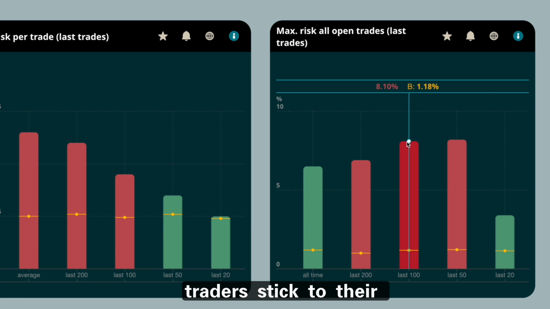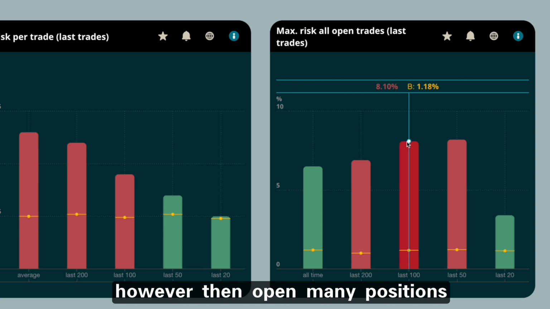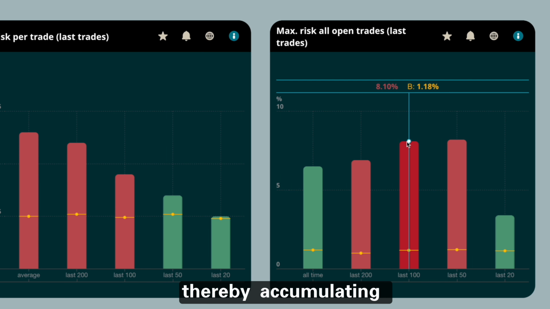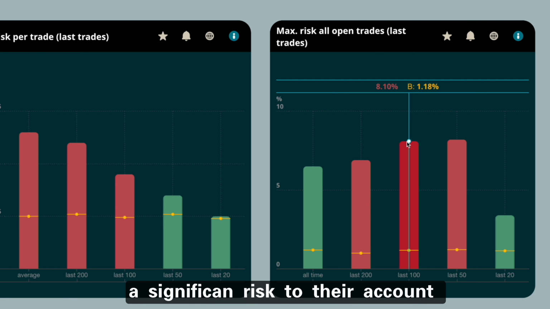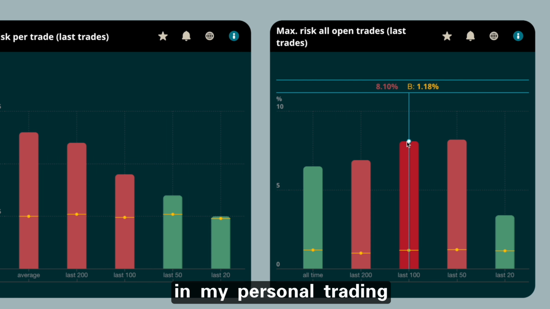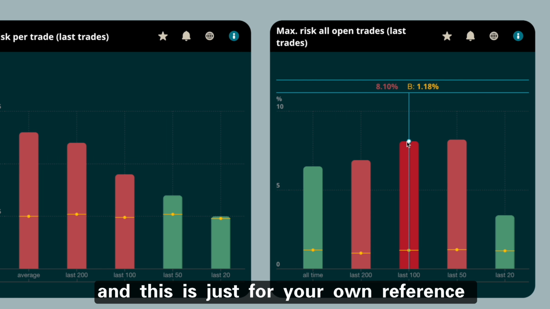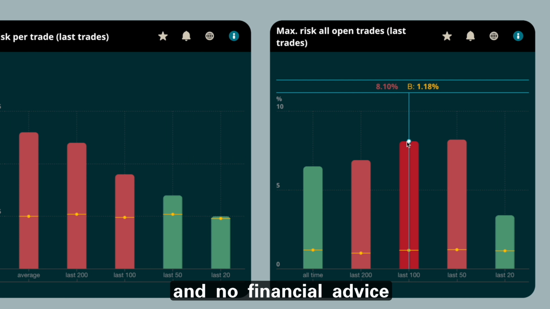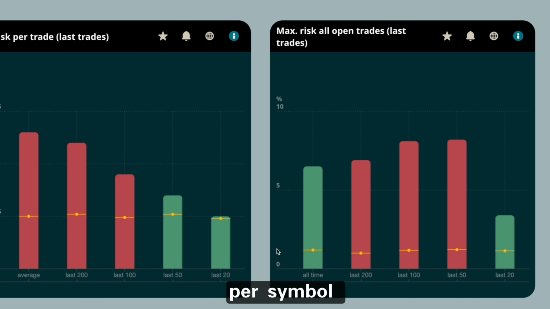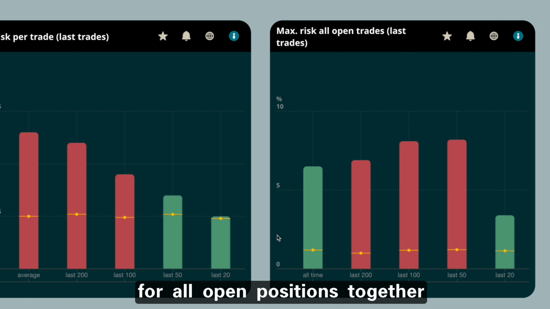Oftentimes, traders stick to their risk per trade rules, however then open many positions, thereby accumulating a significant risk to their account. In my personal trading, and this is just for your own reference and no financial advice, I use a risk of maximum 0.5% per symbol and maximum 1.5% for all open positions together.